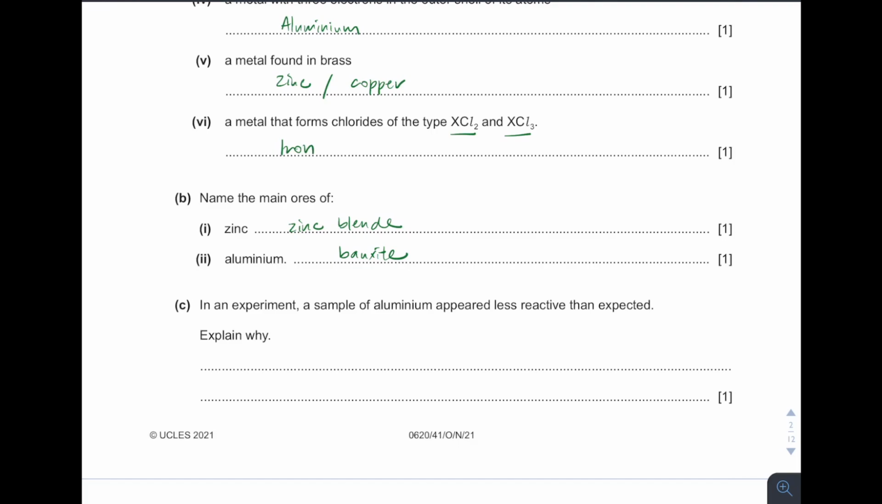Next, in an experiment, a sample of aluminium appears to be less reactive than expected. What is the reason why? Remember, of all the metals, aluminium is the one and only metal that is always protected with an oxide layer. There is this protective oxide layer that acts as a barrier to prevent aluminium from coming in contact with other substances.